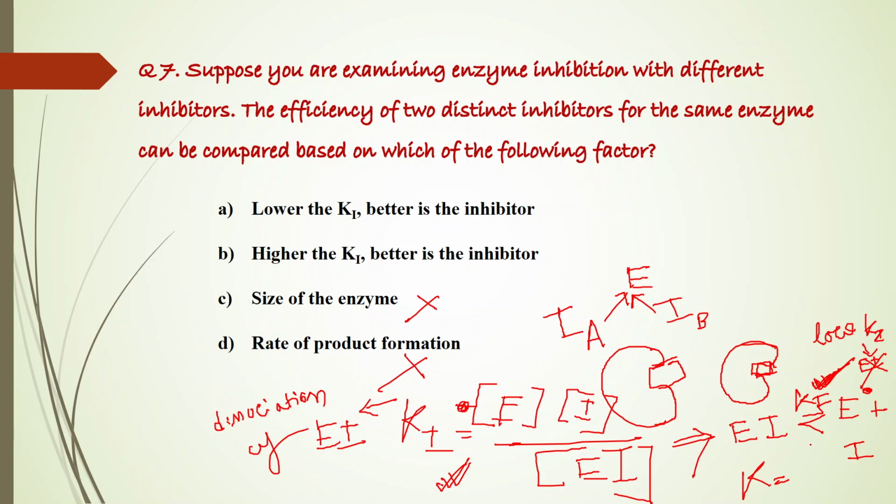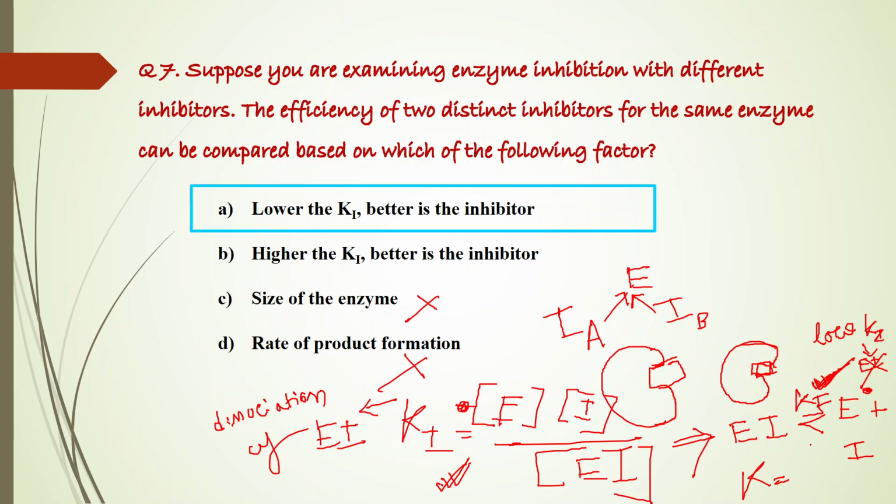So a lower Ki value generally means the EI complex is much more stable, it is not breaking down. That means the inhibitor is doing its job correctly. So the correct option in our case is that the lower the Ki value, the better the inhibition, because lower Ki means lower dissociation of the enzyme inhibitor complex, or EI complex.